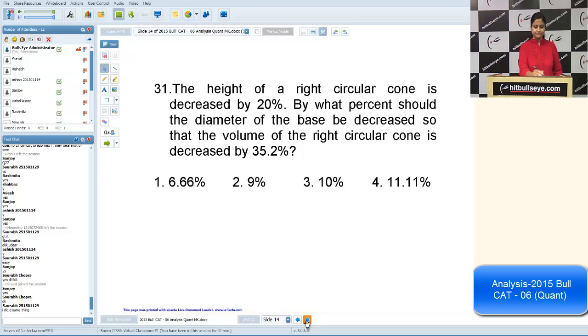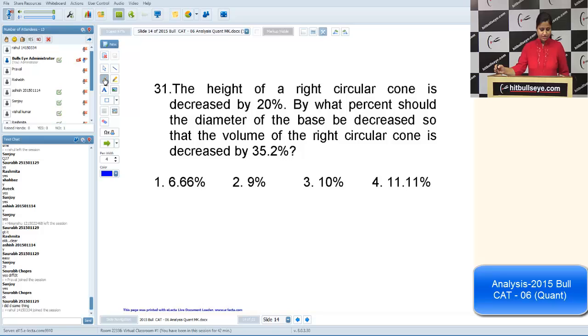Question number 31. Percentage question. Whenever you have a percentage question, it's better you take initial data as 10, 100, 1000. Here we are talking about volume, so we could take volume to be 1000, because 1000 is 10 cubed. Should I explain this question 31? That is the best approach.